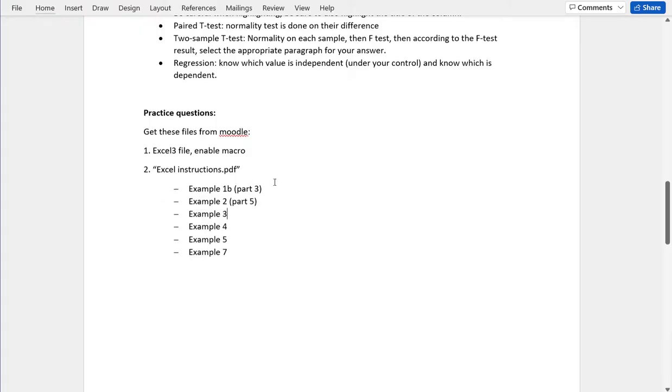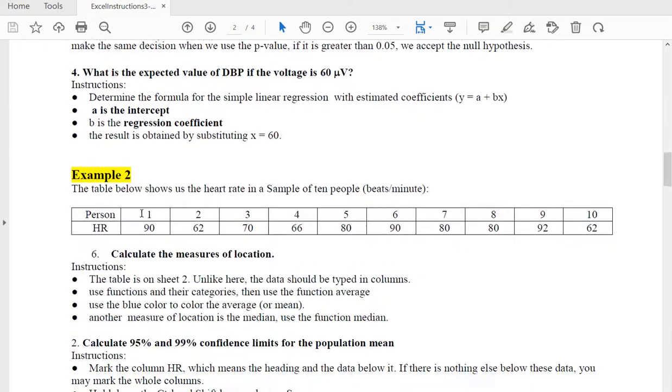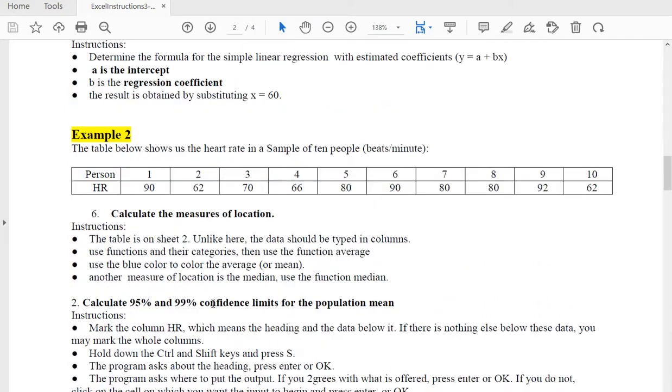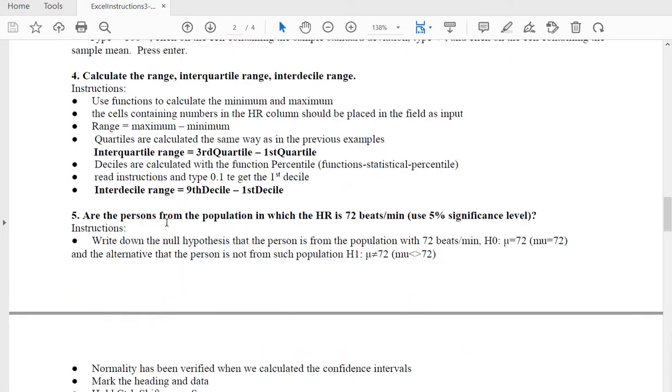So example number 1 part B is finished. The next part we're going to work on is example 2 part 5. In example 2, the table below shows us the heart rate in a sample of 10 people. There are 10 people and their heart rates. And part 5 is what we want to cover.